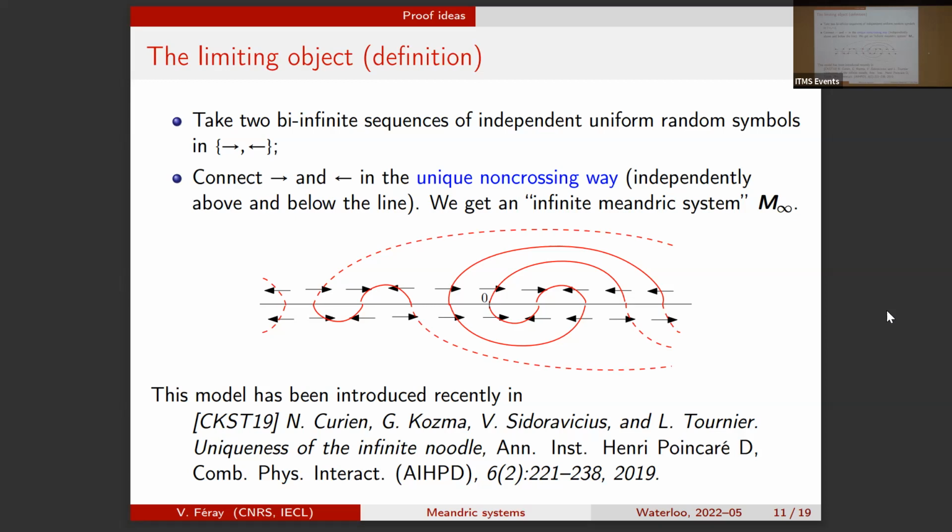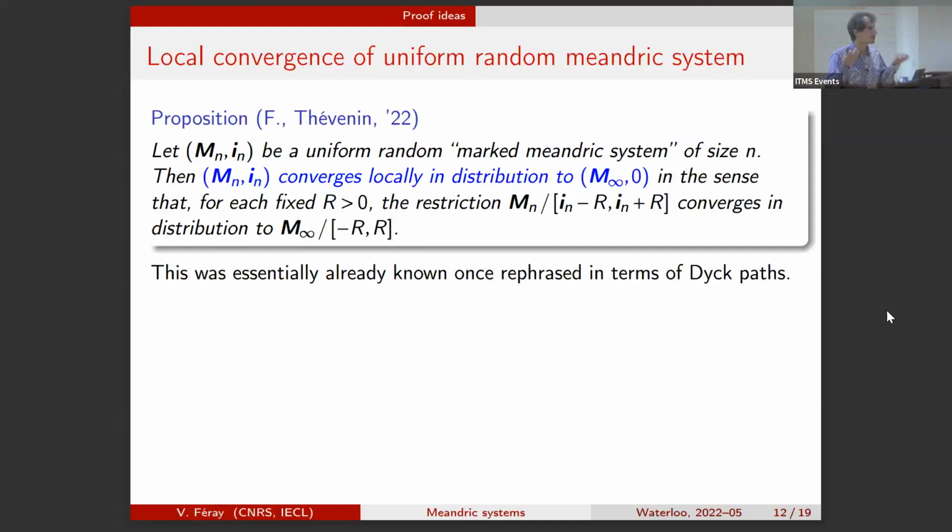Okay. So now I told you this is, at least intuitively, the local limit of our random marked meandric system, but here is a formal statement. What we proved, but in fact it was almost already in the literature once rephrased in terms of Dyck paths, is that if you take a uniform marked random meandric system, it converges locally in distribution, so we have convergence in distribution of random objects, to this infinite nodal, which is marked at 0.